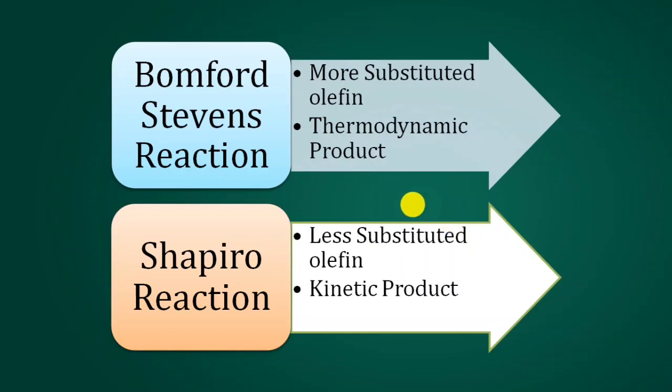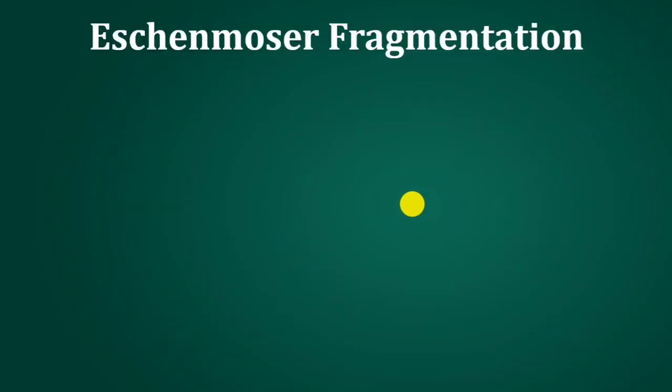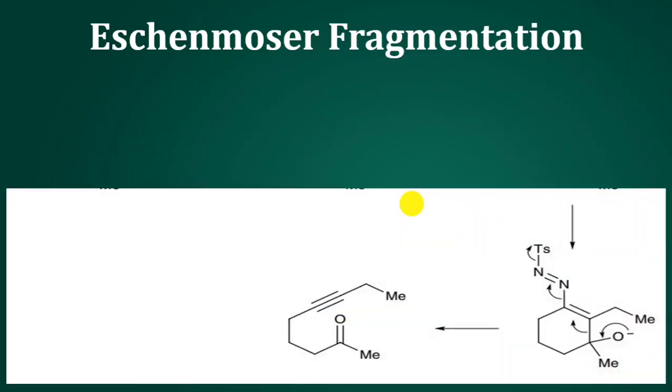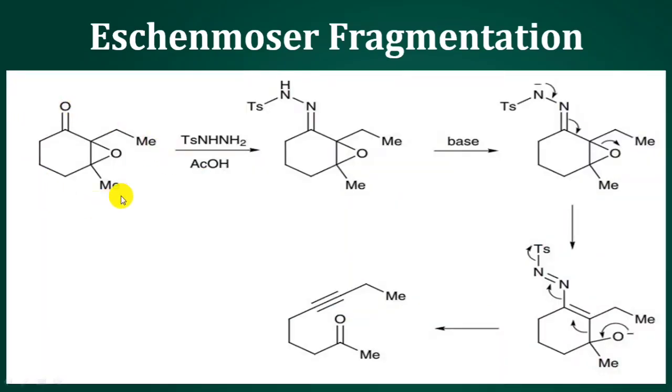Another reaction which is also similar to the Shapiro or Bamford-Stevens reaction is the Eschenmoser fragmentation. So here the starting material is just the same, the ketone is there, but the difference is that at the alpha and beta position there is an epoxide ring. When we treat this ketone with tosyl hydrazine, first of all it forms the tosyl hydrazone, then when we use a base, it abstracts the NH proton and forms N minus.